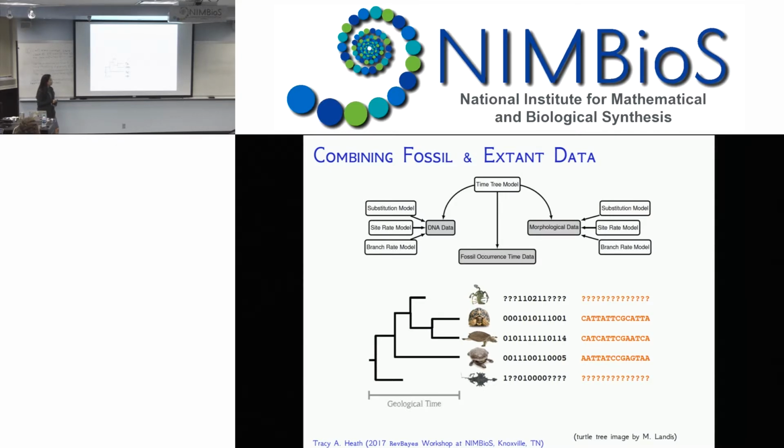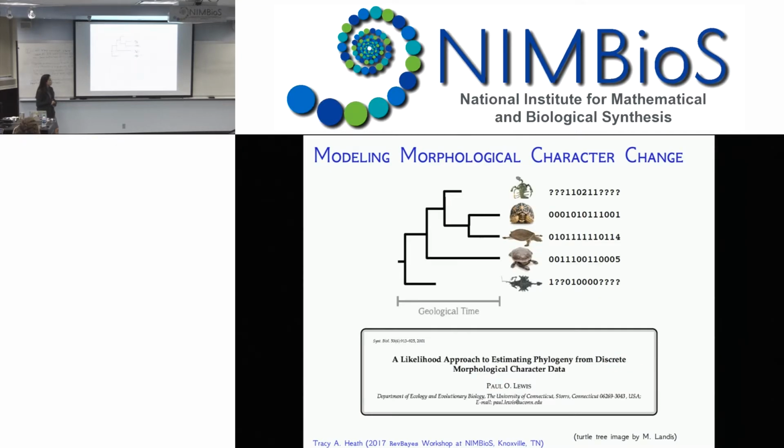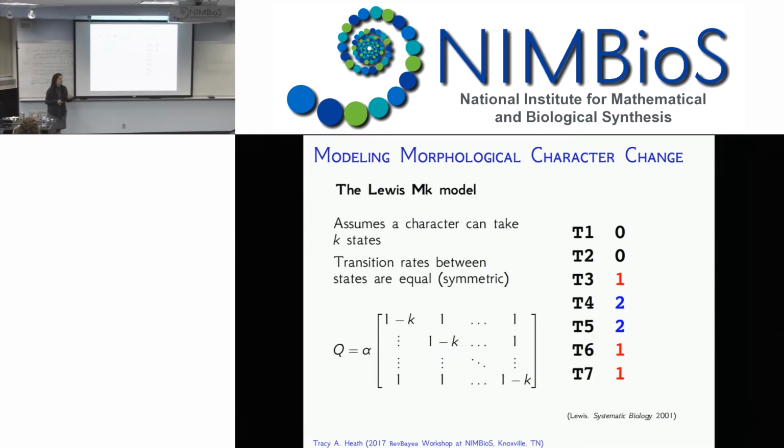So the way that we treat these is to use this approach that was described by Paul Lewis in 2001. And what he really did in this paper was just create a really basic framework for incorporating morphological data of any number of states into a data set. And so this just shows that we might have some character that has 3 different states, so we are coding them with numbers, from 0 to 2.